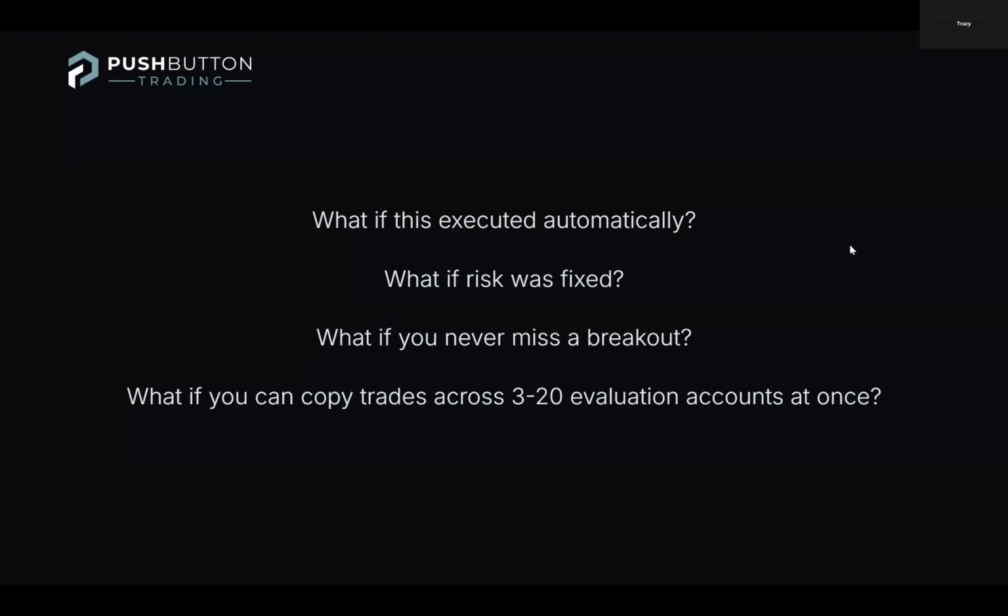Okay. So here's a question: what if this strategy, which might be a little bit intimidating for some of you, was executed automatically? What if the risk was fixed? What if you decided, hey, we're going to automatically trade $100 risk for you in your funded account? And what if you never missed a trade? What if you could copy it up to 20 evaluation or challenge accounts? Would that be helpful for you guys?